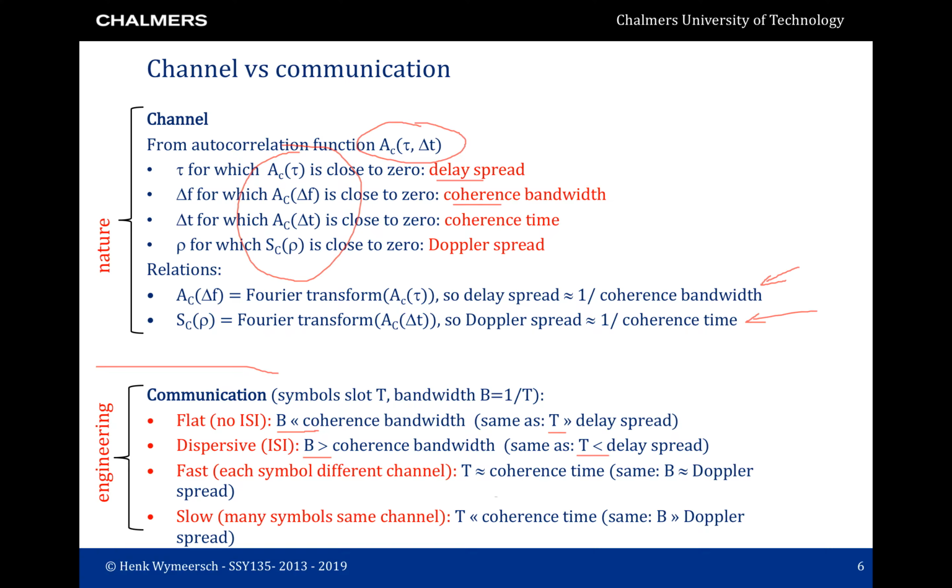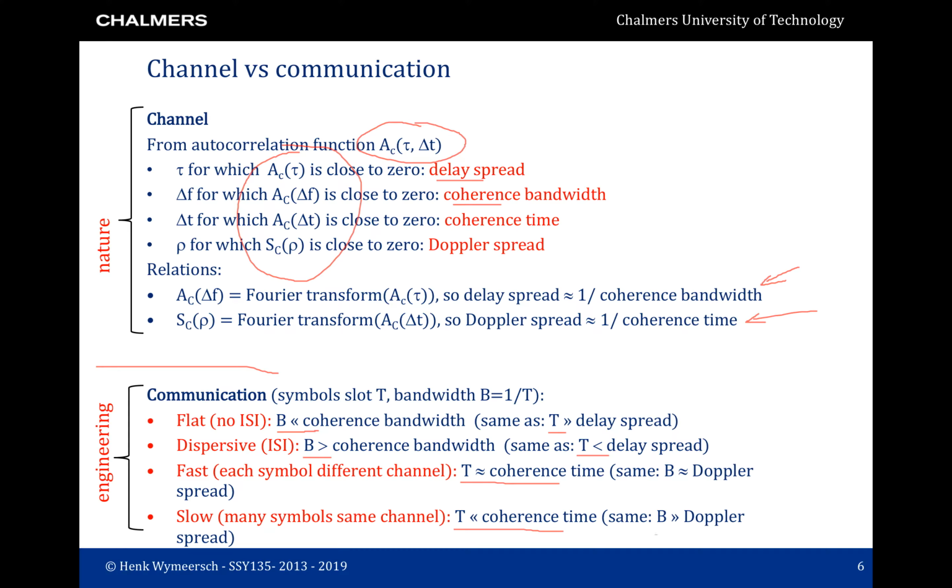On the other hand, when we choose a symbol slot on the order of the coherence time of the channel, then each symbol will see a different channel realization. This means that we will have fast fading communication. This is the same as a bandwidth on the order of the Doppler spread. On the other hand, when we choose a symbol slot much smaller than the coherence time, then we have slow communication because the channel will not change for many symbol slots.